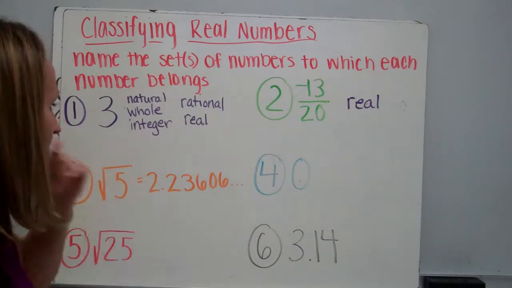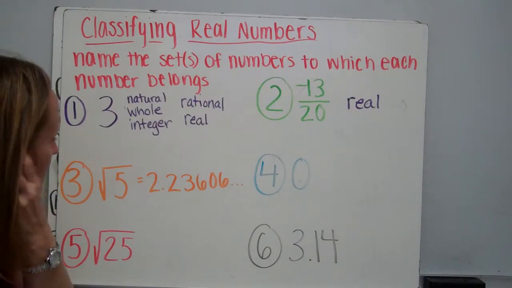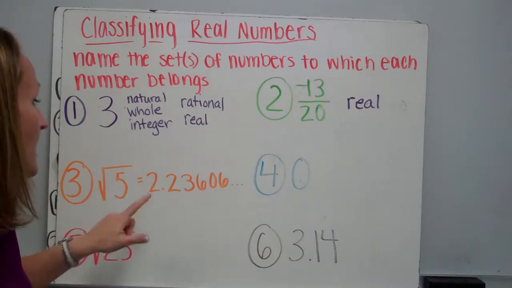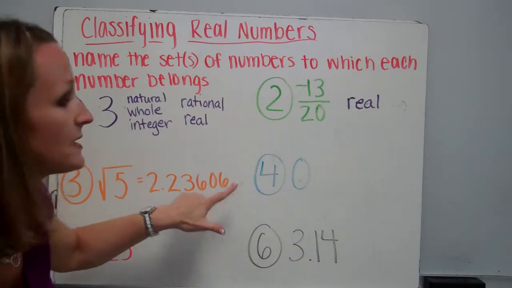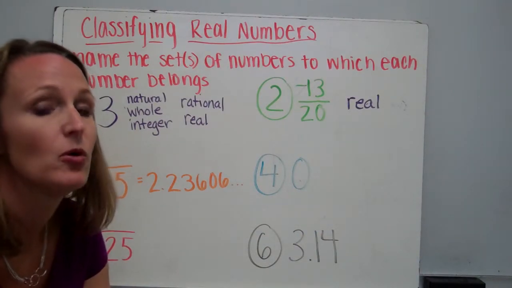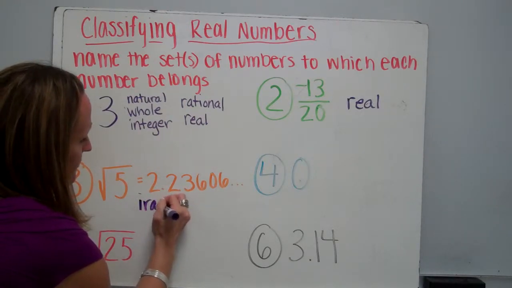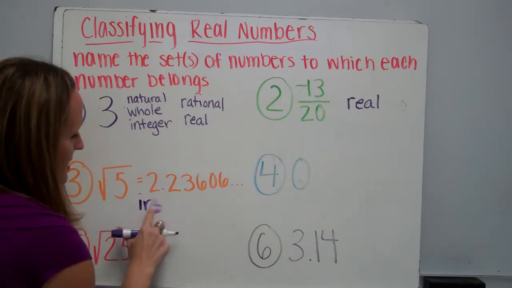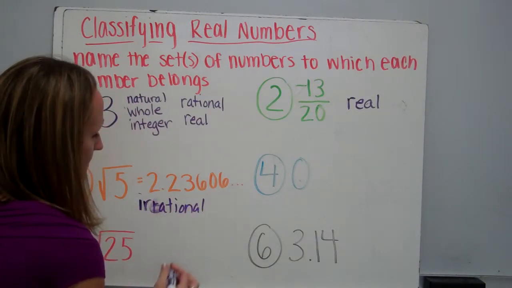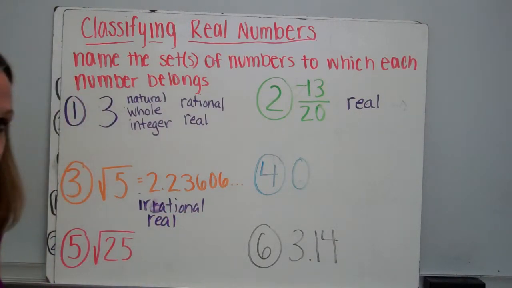What about negative 5? Well, or not negative 5, excuse me, the square root of 5. When we take the square root of 5, if you remember, this was actually an example on the last slide. The square root of 5 is 2.23606, and it just keeps going. So it's a non-terminating decimal. Non-terminating means that it is irrational. And if it's irrational, it's still part of the real number system.